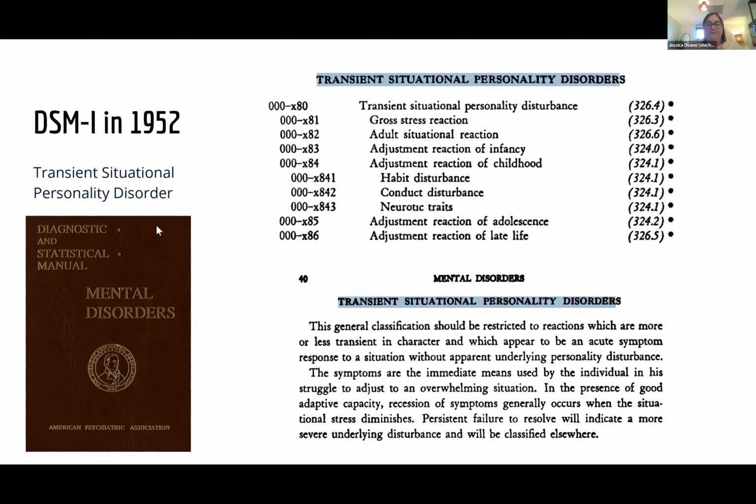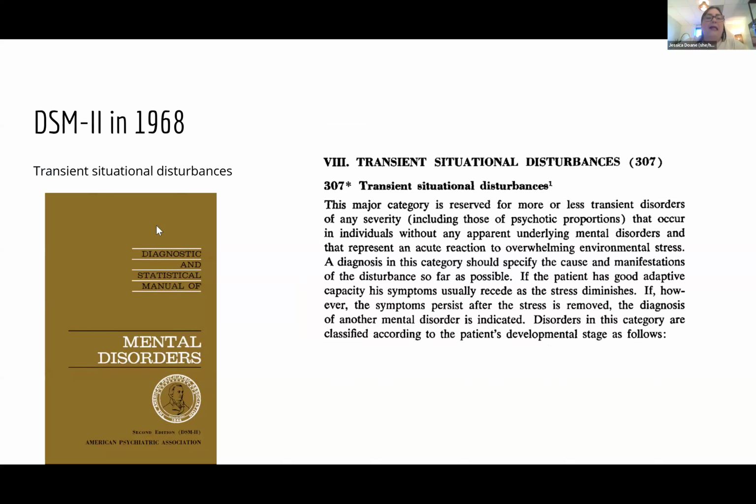Next, we've got the DSM-2, which came out in 1968. So we're more than a decade out from that first definition. And now this is called the transient situational disturbances. So it's no longer a personality disorder. Now they're saying, all right, these are disturbances that are situational.